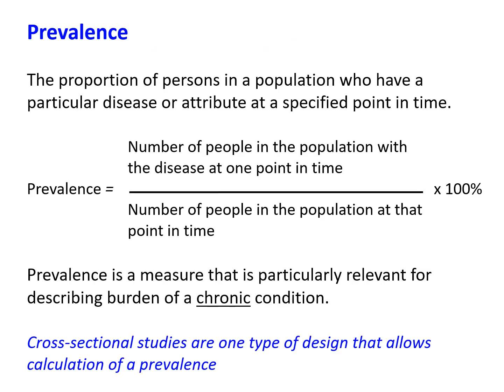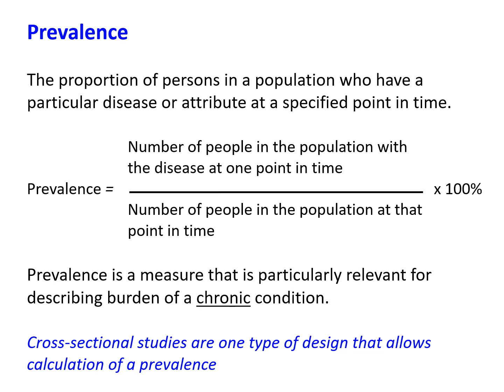So the first definition that I want to show you is that for the prevalence. The prevalence is the proportion of persons in a population who have a particular disease or attribute at a specified point in time. So the denominator for this is the number of people in the population at that point in time, and the numerator is the number of people in the population with the disease at that one point in time. And it's usually expressed as a percentage, so multiplied by 100%.